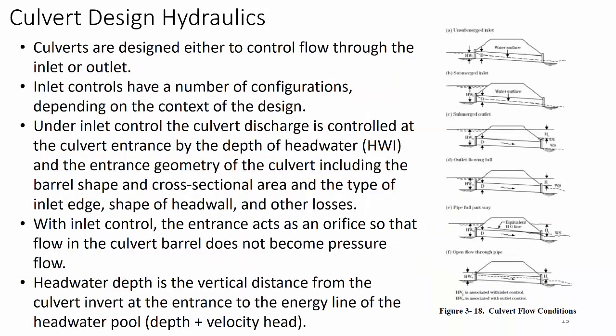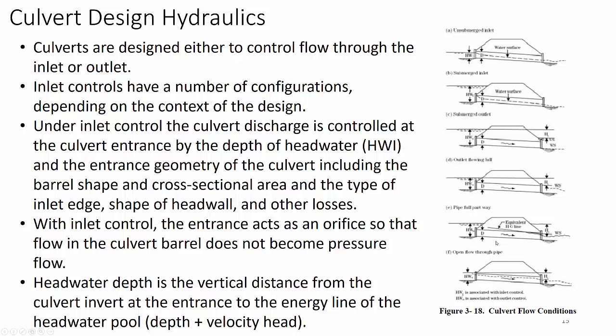So we have a number of formats for these flow control structures. Take a look at your book to see this at a little better resolution. You have unsubmerged inlets with a water surface. You have submerged inlets, which makes this more like a pipe where the water surface isn't free. You have submerged outlets, like we just saw in our example. You have outlet flowing full, where you have flow moving through with a little bit of head. You have pipe full part of the way, and you have open flow pipes.